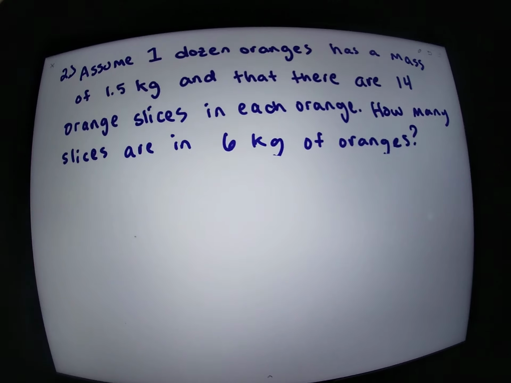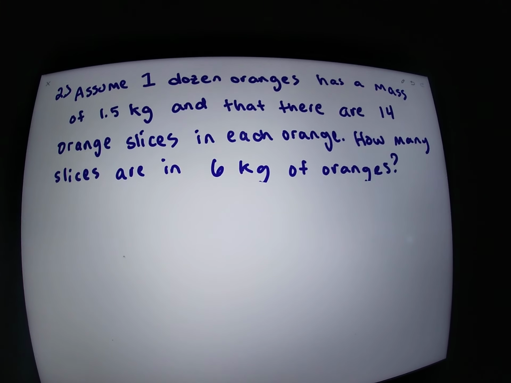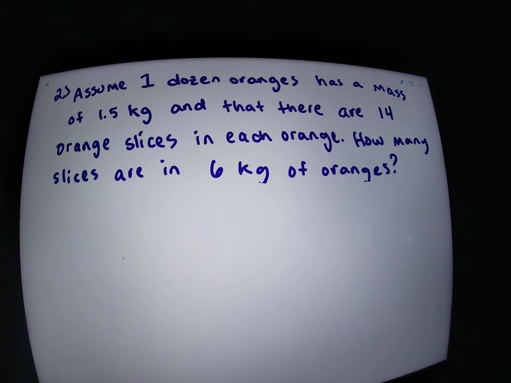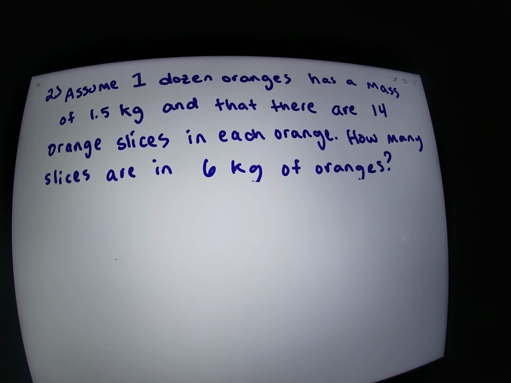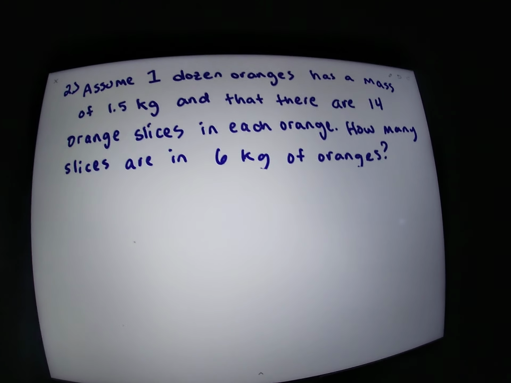Number 2, assume that 1 dozen oranges has a mass of 1.5 kilograms and that there are 14 orange slices in each orange. How many slices are in 6 kilograms of oranges?